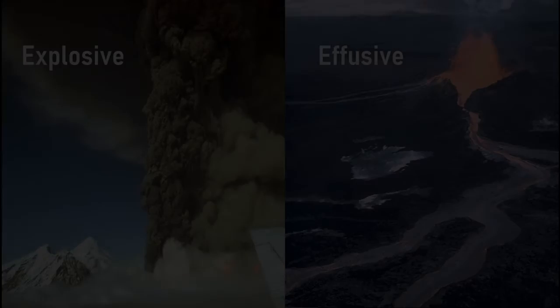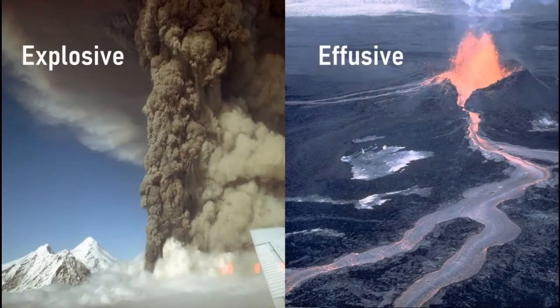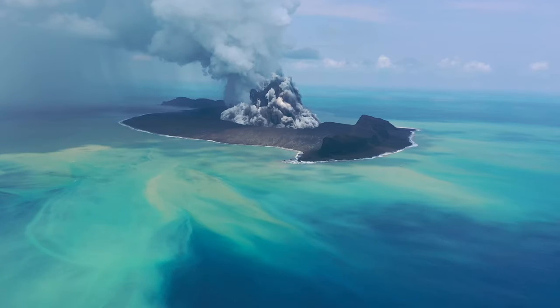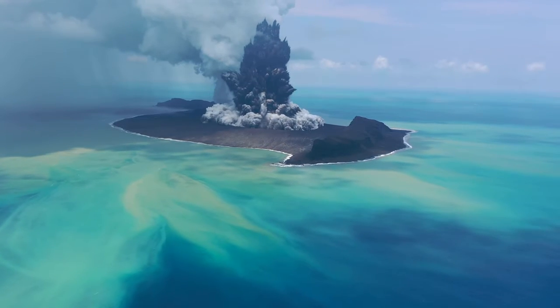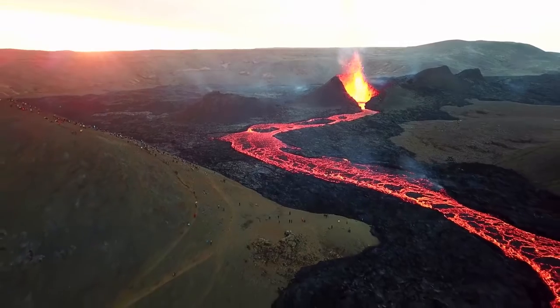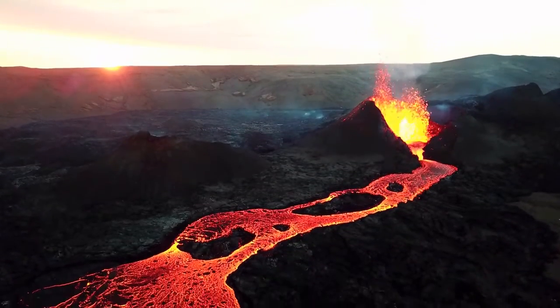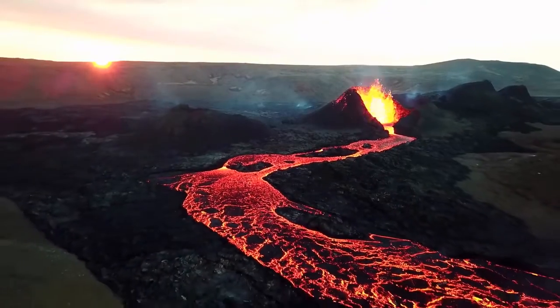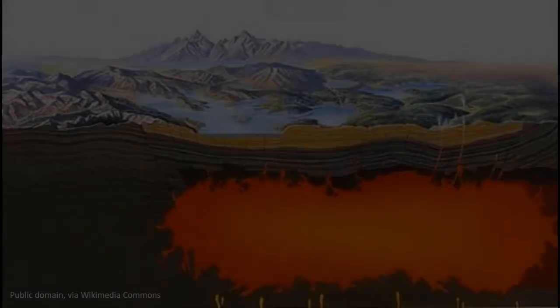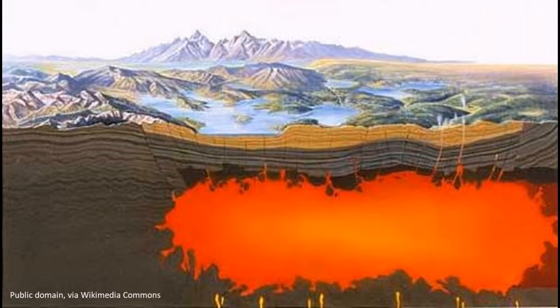Volcanoes erupt in various styles, and they are broadly categorized into two types, explosive and effusive. In explosive eruptions, explosions lead to the formation of ash clouds or plumes, while in effusive eruptions, lava flows down the flanks of the volcano without any major explosions taking place. Whether an eruption will be explosive or effusive depends upon the composition of the magma as well as the amount of gases.